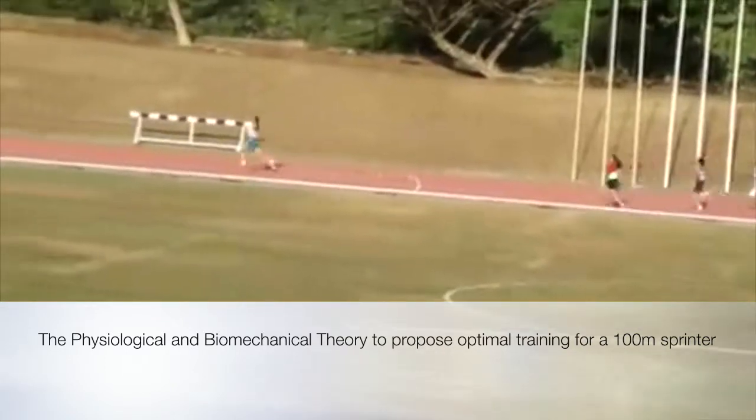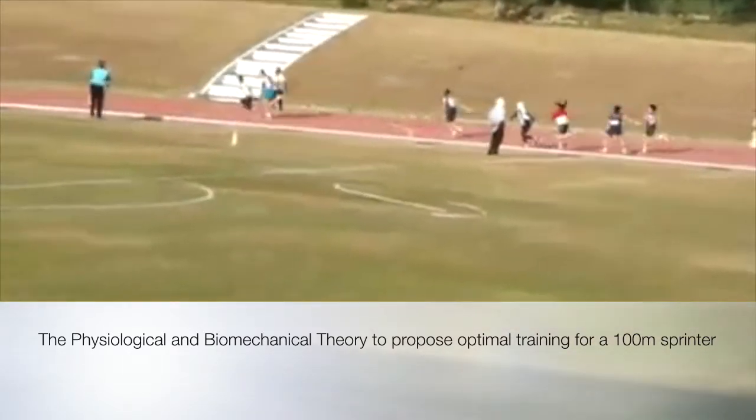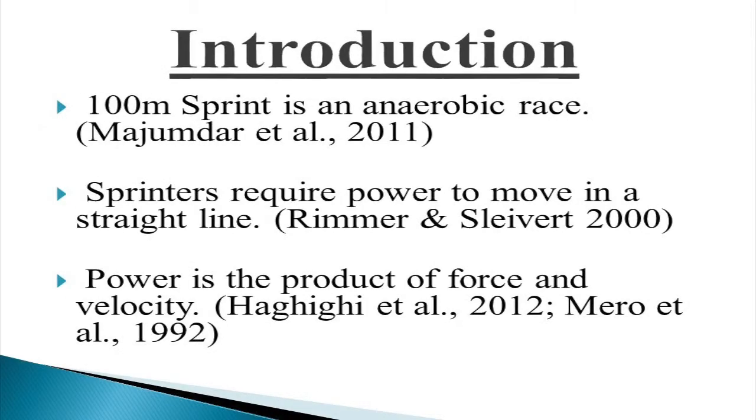The production of power is generated by high velocity and force, which is used primarily during the start and acceleration phase of the race. This could be highly influential in an athlete's sprint performance. Sprint performance relies on the fast acceleration phase and the following phase of maintaining maximum velocity.